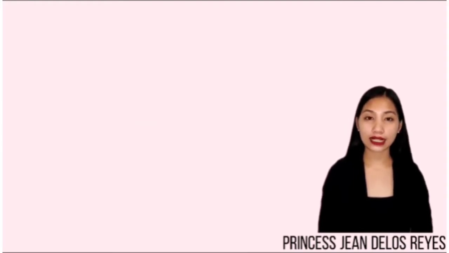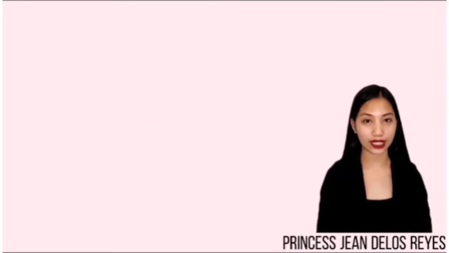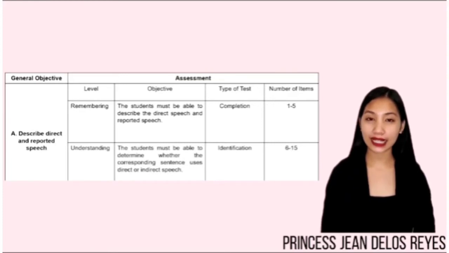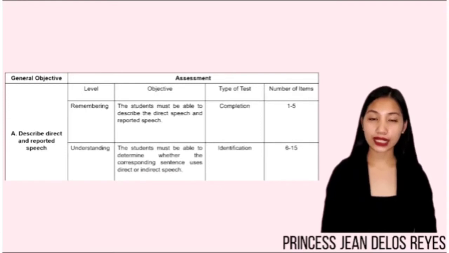Now, I will discuss how the summative assessment is related to the general learning objectives. First, Objective A is consistent to the remembering and understanding level of the summative assessment, wherein for remembering, students need to describe direct and reported speech through a completion test indicated in items 1 to 5. For understanding, students need to determine whether the statement is a direct speech or reported speech through an identification test indicated in items 6 to 15.